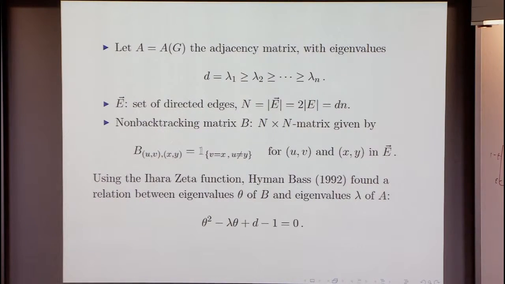And in our proof on the Ramanujan graphs, we use non-backtracking walks and also some new property of them that I want to highlight. So let A be the adjacency matrix of the graph G, and these lambda 1, lambda 2, and so on are the eigenvalues of the adjacency matrix. We look at a set of directed edges, and then we have this non-backtracking matrix.